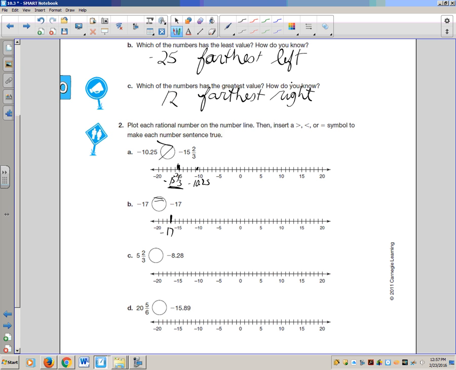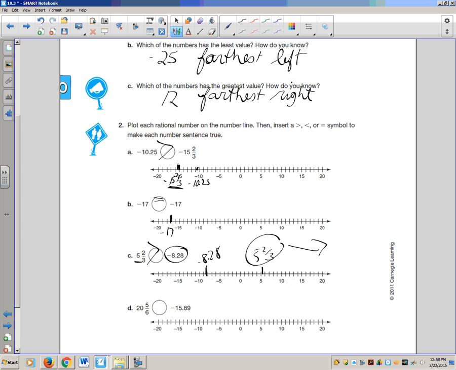Those are equal. 5 2/3. Whenever this one's positive, this one's negative. It's got to be greater. Practice your graphing. 5 2/3. Negative 8 is right here. Negative 8.28. Farther right, the bigger it is.